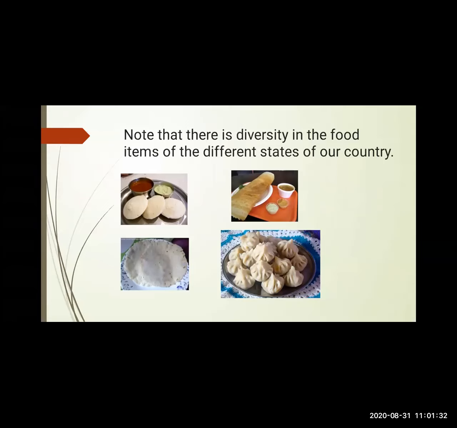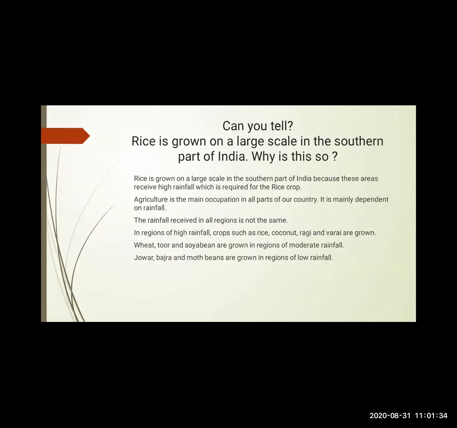Can you tell, rice is grown on a large scale in the southern part of India. Why is this so? In the southern part, why are they using so much rice? Why do South Indian people use rice so much? Every day they are eating it. In every festival also, the whole day, every day they are using rice to eat. They love rice. Without rice, they cannot live. Okay, rice is grown on a large scale in the southern part of India because this area receives high rainfall. In the southern part, they receive higher rainfall, so rice grows very much over there.